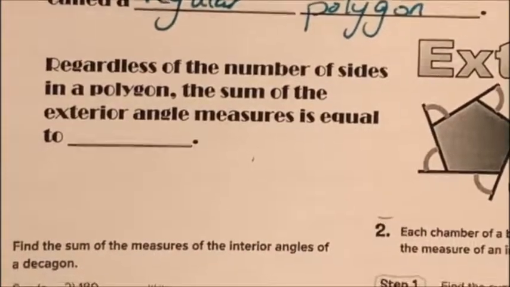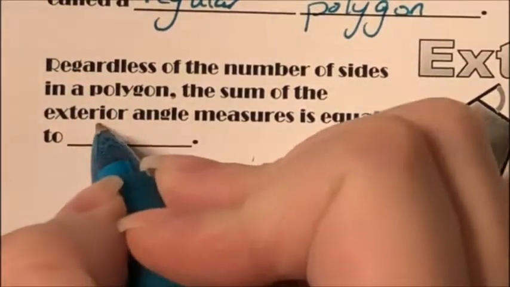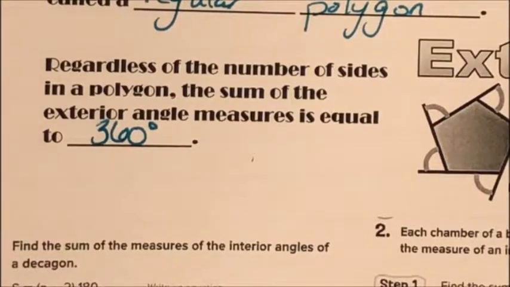Regardless of the number of sides in a polygon, the sum of the exterior angle measures is equal to blank. In that blank, you're going to write 360 degrees.